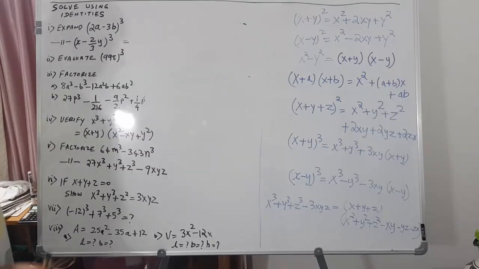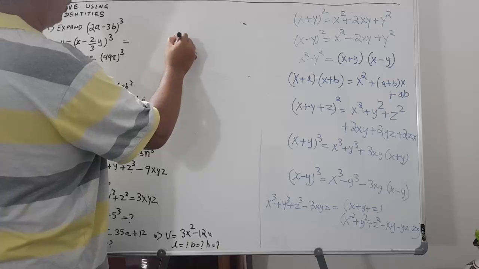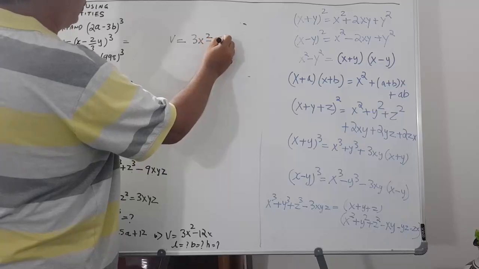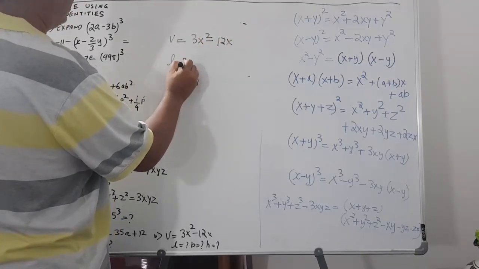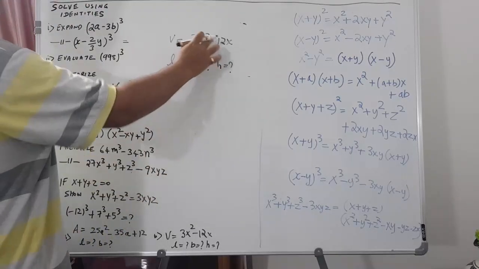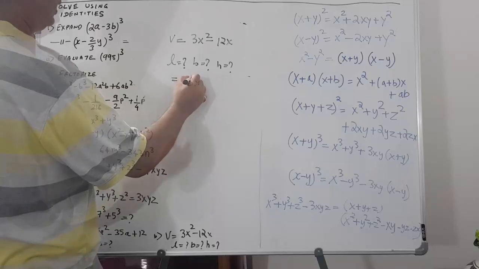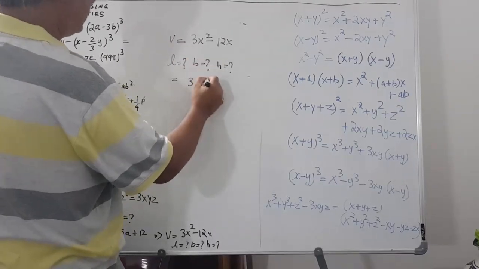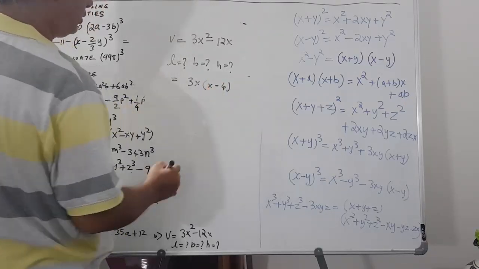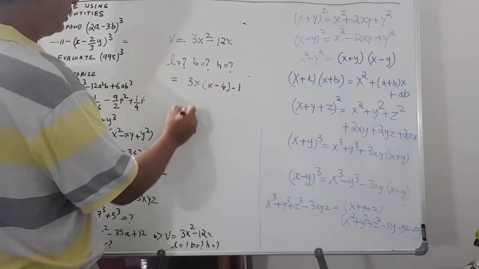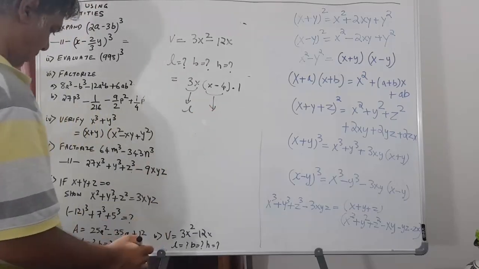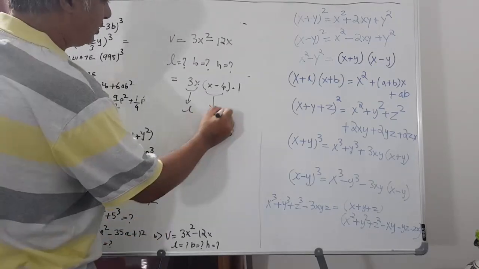So last problem, we are given volume V is equal to 3x squared minus 12x. What is length, what is breadth, and what is height? This volume can be factorized as, if I take out 3x common, I'll get x minus 4. And this can be multiplied by 1. So 3x can be taken as my length, x minus 4 can be taken as breadth, and 1 can be taken as height.